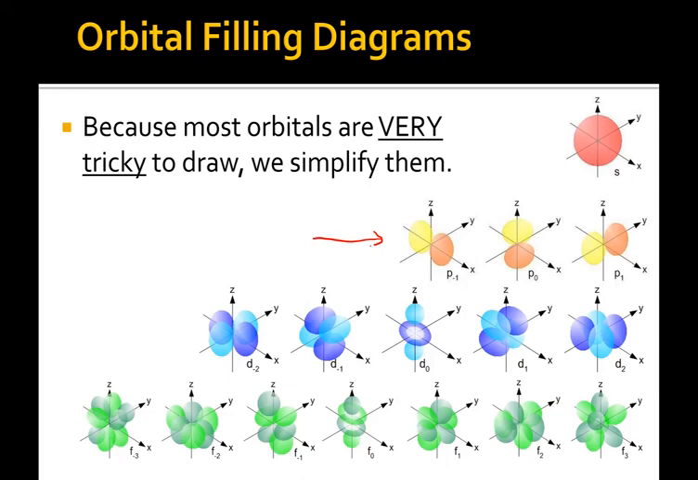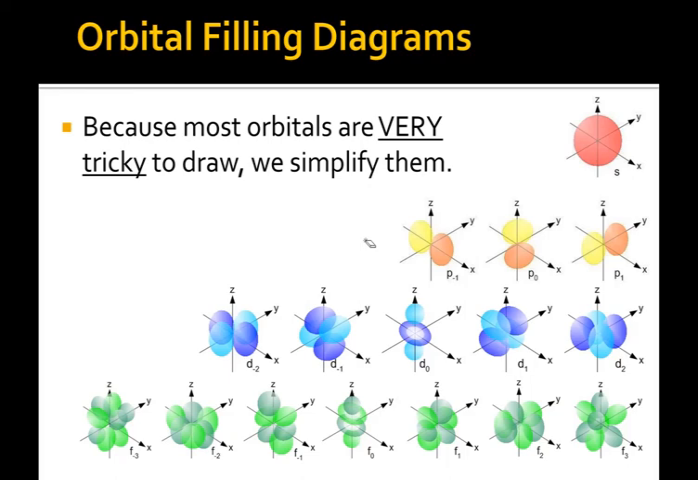In the d, they're kind of those 4-leaf clover lobes. And then in the f, they look like a big bunch of green grapes or something, and we get more and more complicated shapes. As we're going, you don't need to worry about drawing these as much as you need to understand, when we refer to them, why there are, for example, 3 p orbitals, why there are 5 d orbitals, and why there are 7 f orbitals in a sublevel set.